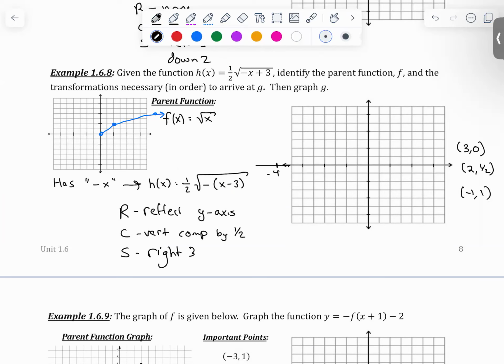And then we could do the same thing with the point 0.9, 3 if we needed to, but I think 3 points should be enough. So (3, 0), (2, 1/2) is right there. And then (-1, 1) is right there. And then we just fill out the rest of the graph. And that completes that problem.